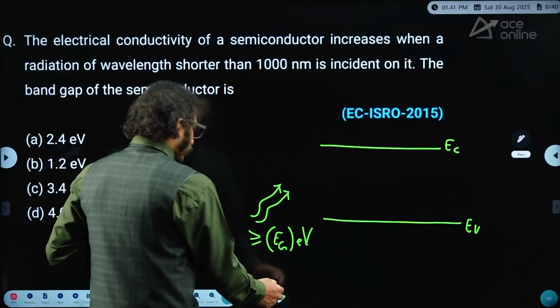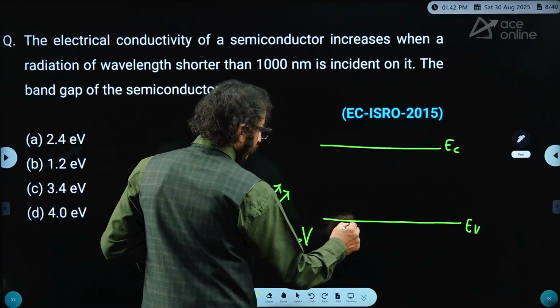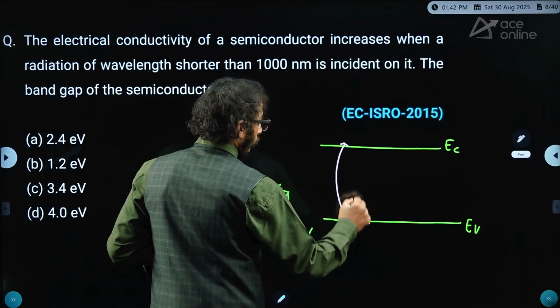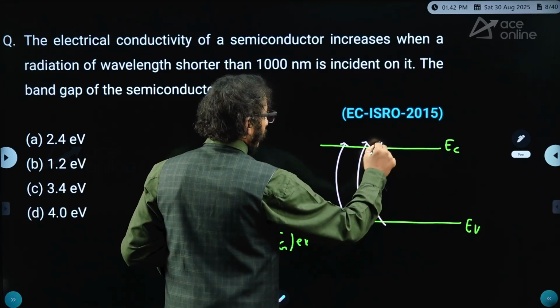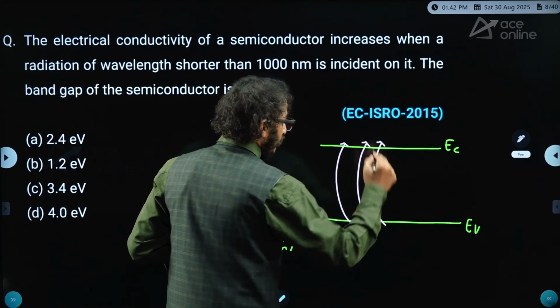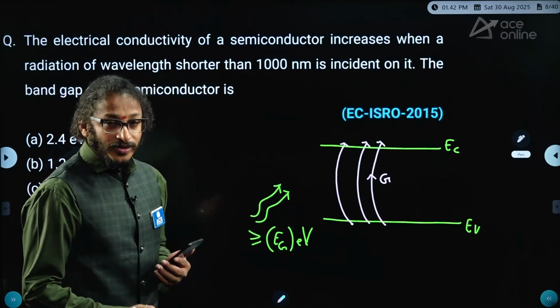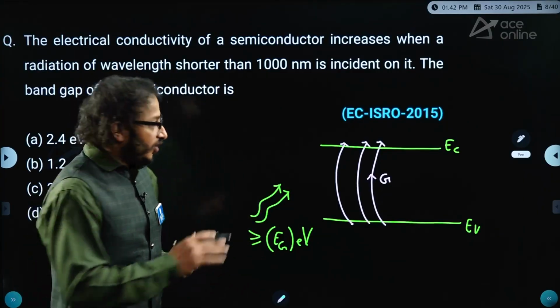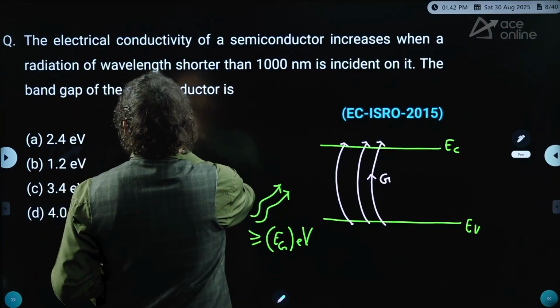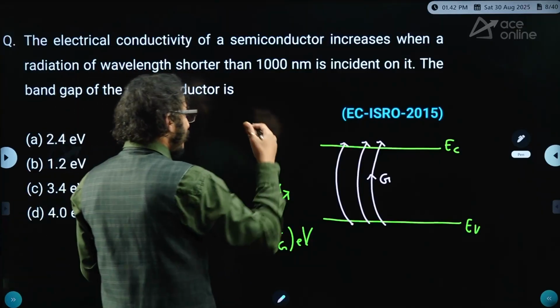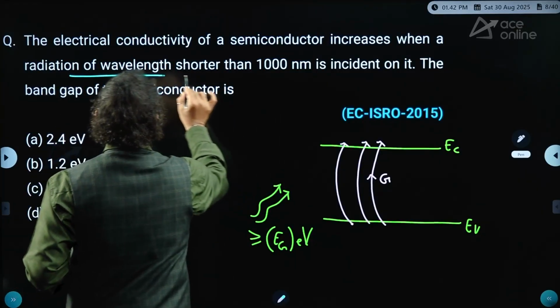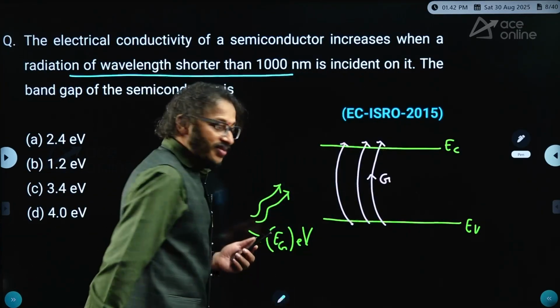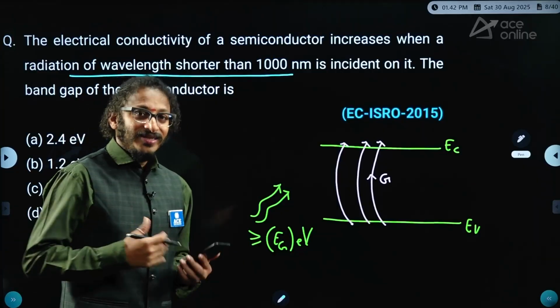Then only covalent bonds break. We will be getting electron hole pairs. We'll be getting what here? Electron hole pairs, and this is taken as the generation rate, that is, the number of electron hole pairs generated per centimeter cube per second. Now, the examiner clearly represented that we are making light incident, that is, radiation of a wavelength shorter than 1000 nanometers.